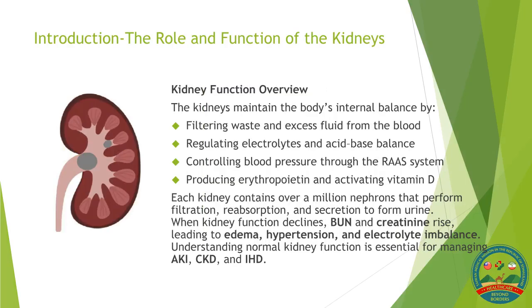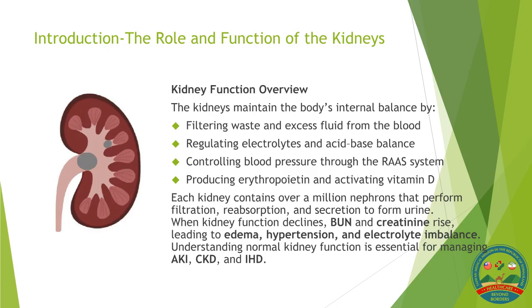Let's start by understanding what the kidneys actually do. The kidneys keep our body in balance. They filter waste and extra fluid from the blood, regulate electrolytes and acid-base balance, and help control blood pressure through the RAAS system. They also produce erythropoietin, which helps make red blood cells, and activate vitamin D for healthy bones. Each kidney has more than 1 million nephrons working together to filter and reabsorb what the body needs.